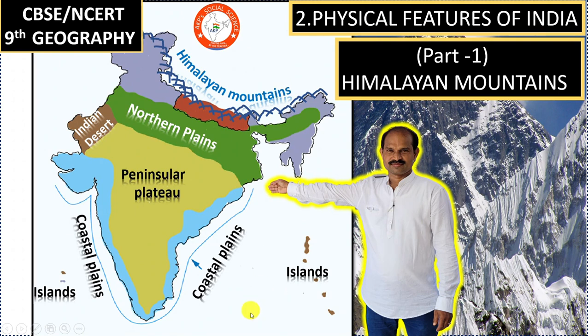Today's topic is CBSE/NCERT 9th class Geography Chapter 2, Physical Features of India. In this part 1 video, we will discuss more about Himalayan mountains.